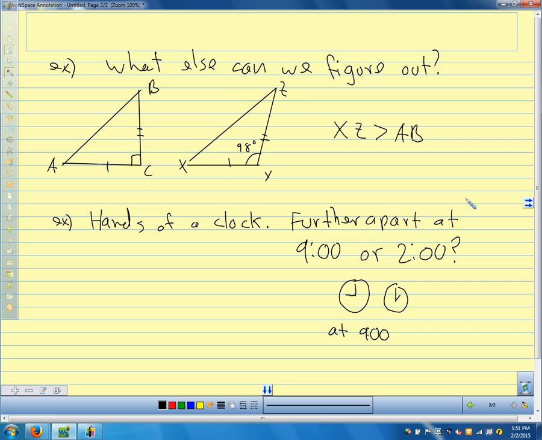All right, questions? Questions on that one? Hopefully this makes sense. You can visualize this in your heads. It's not complicated.